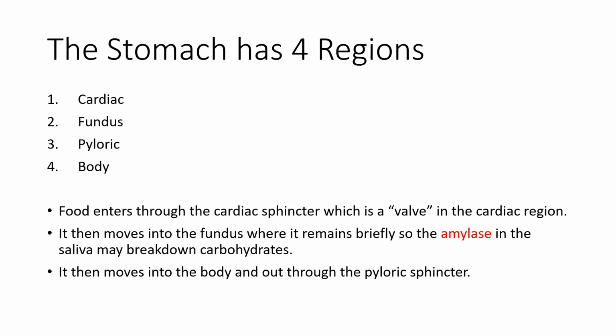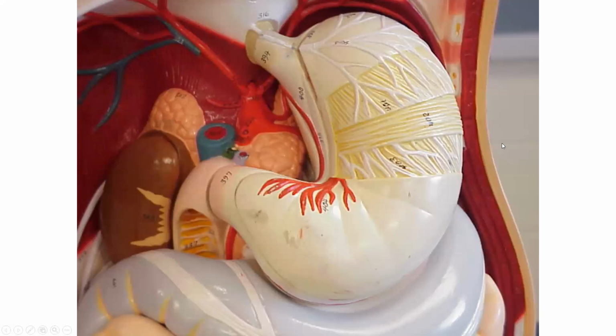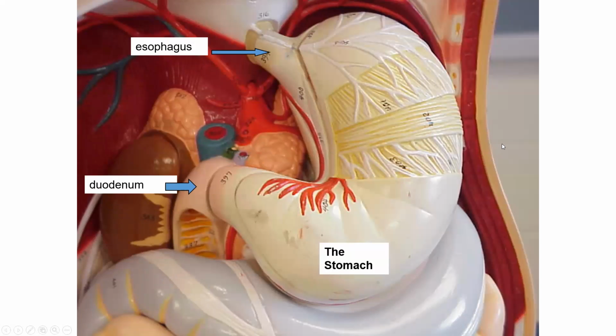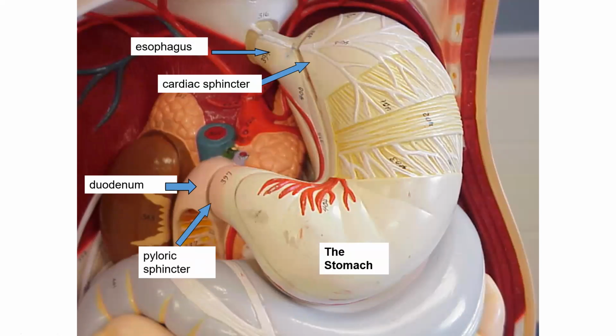And then eventually, what has been processed now will be pushed through the pyloric sphincter at the bottom of the stomach. And these areas, look, I'll show you here, and then I'll show you the other model. Here's our stomach. There's the esophagus coming into the top of the stomach. There is the duodenum, the first 10 inches or so of the small intestine. There is the cardiac sphincter, or the esophageal. We'll just call it the cardiac sphincter. There's the pyloric sphincter connecting the stomach to the duodenum.